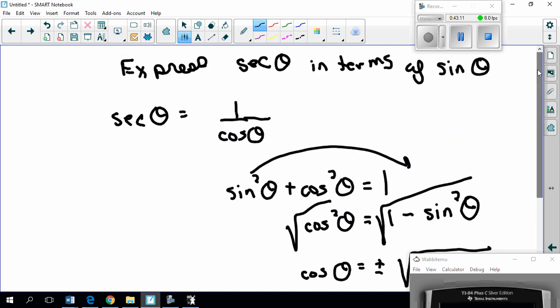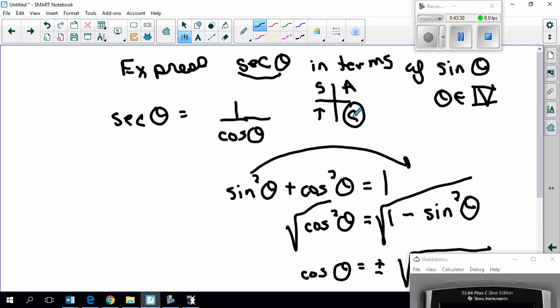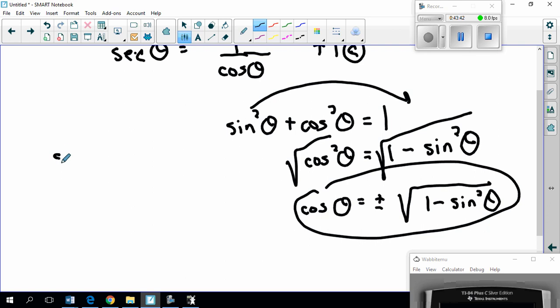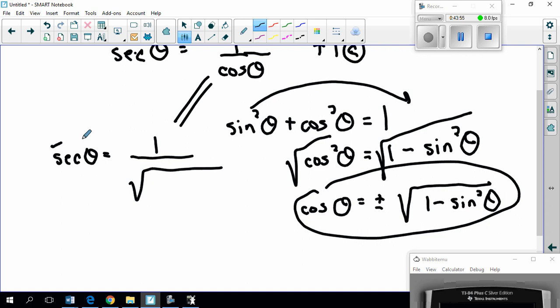Now, theta's in 4. So secant in the fourth is all students take calculus. So in the fourth, cosine is positive, therefore secant's positive. So I did this work and I got secant to be 1 over cosine, and then I figured out cosine was plus or minus this. So secant theta is 1 over the square root of 1 minus sine squared theta. I got a choice, the plus or the minus, but I can't go with a minus because then it would make secant negative.